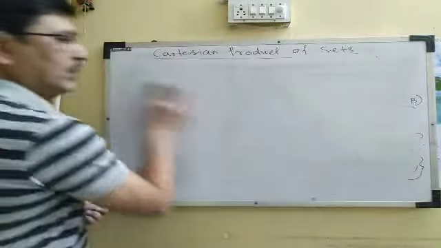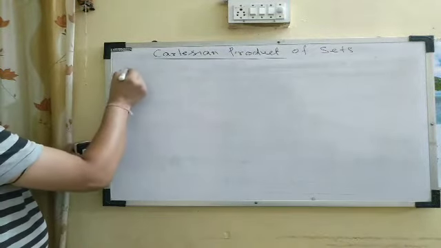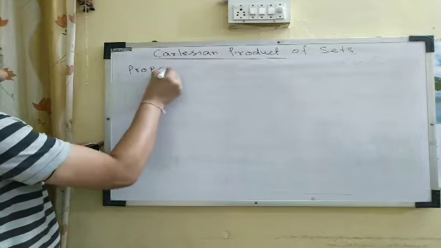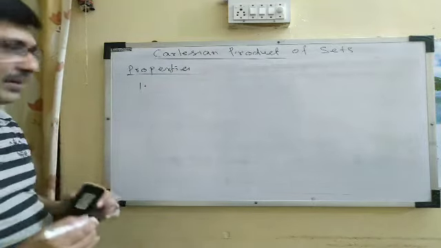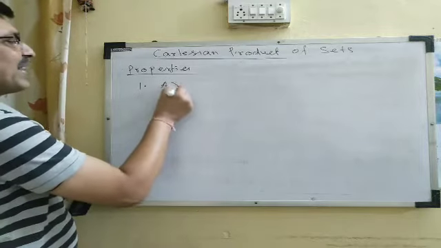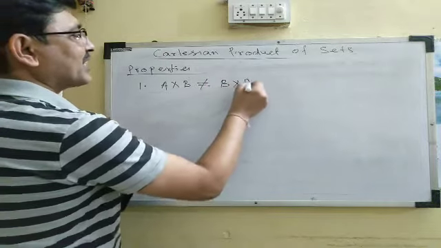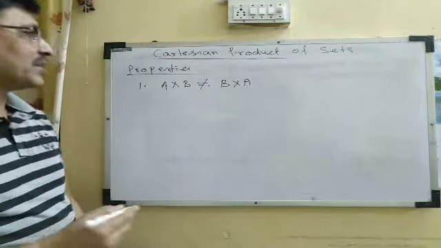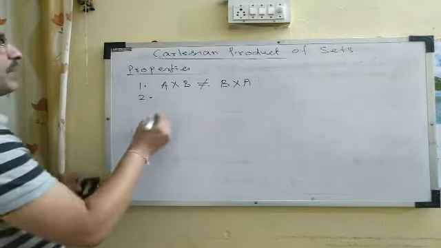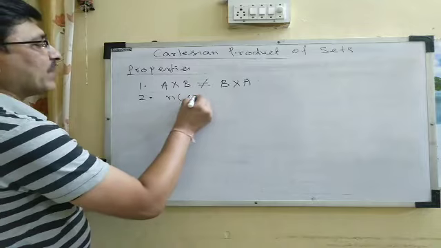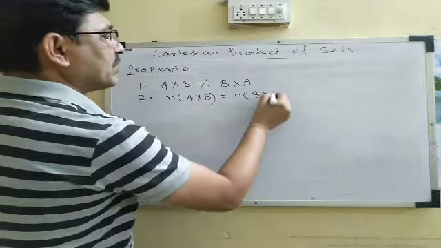There are some simple properties. Let us come to the first property. The first property is A cross B is not equal to B cross A. We have already discussed it, so there is no problem with this. Let us consider the second: number of elements in A cross B is equal to number of elements in B cross A.